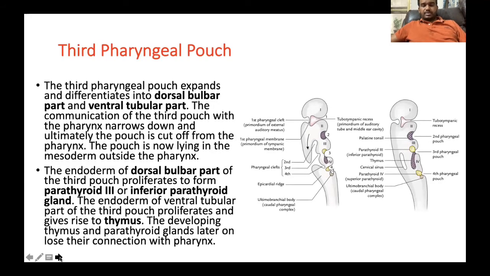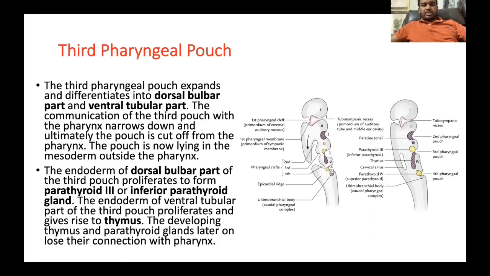Third pharyngeal pouch. The third pharyngeal pouch expands and differentiates into the dorsal bulbar part and the ventral tubular part. The communication of the third pouch with the pharynx narrows down, and ultimately the pouch is cut off from the pharynx. The pouch is now lying in the mesoderm outside the pharynx.